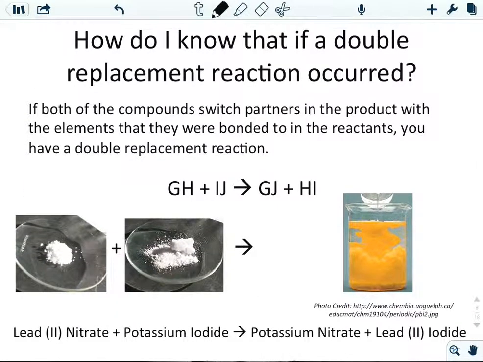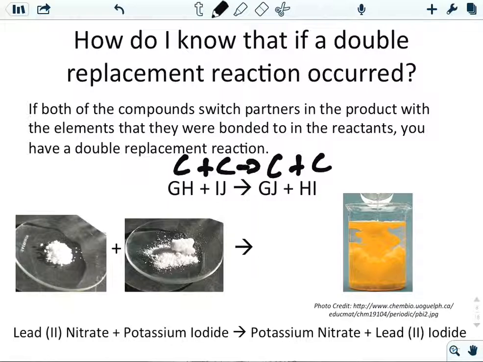Okay, how do I know if a double replacement reaction has occurred? If both of the compounds switch partners in the product, with the element that they are bonded to in the reactant, you have a double replacement reaction. The main way we can see this: a compound plus a compound produces a brand new compound plus another compound.